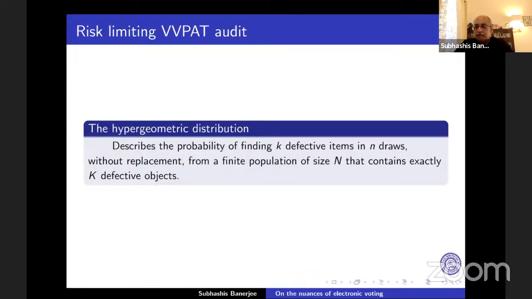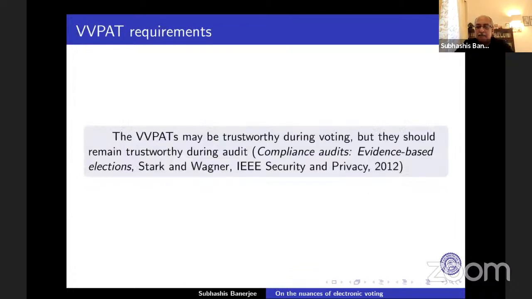So what is the psephology technique that you should use? There is this statistical probability distribution called the hypergeometric distribution, right? So this is, I'm quoting straight from Stark's paper, this paper on risk limiting audit, Stark and Wagner.